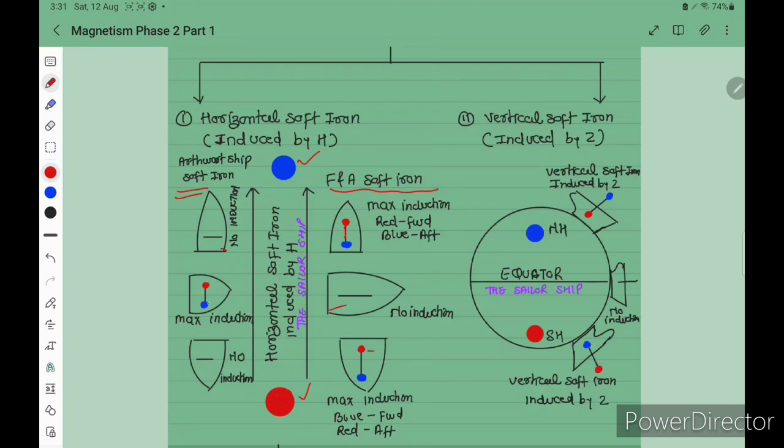In the easterly heading, there is maximum induction, because it will lie parallel to your horizontal soft iron induced by H. And in the south heading, no induction. Whereas in vertical soft iron induced by Z, this is your equator, so there is no induction. In the north hemisphere, vertical soft iron induced by Z, and in the south hemisphere, vertical soft iron induced by Z.